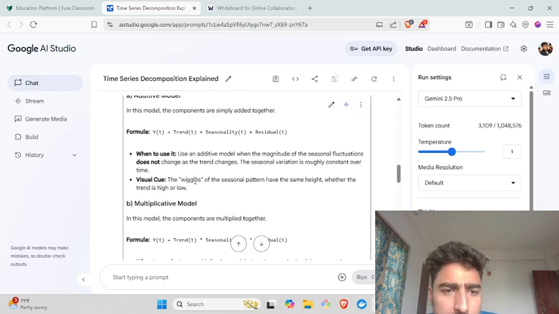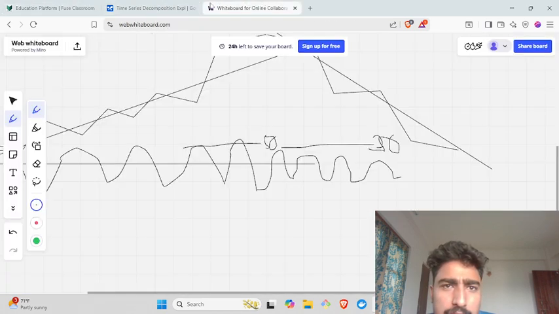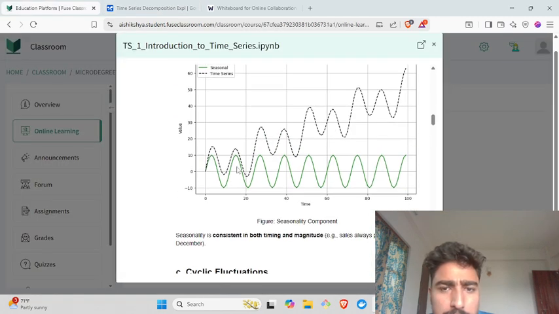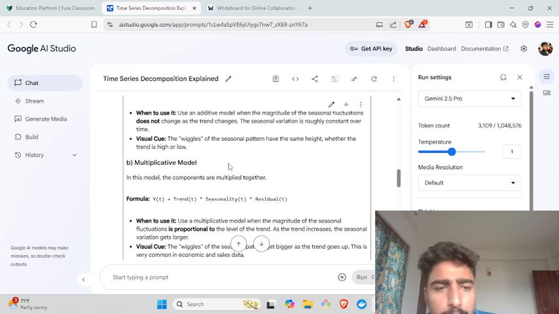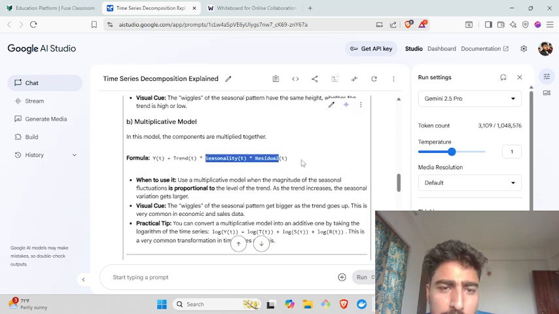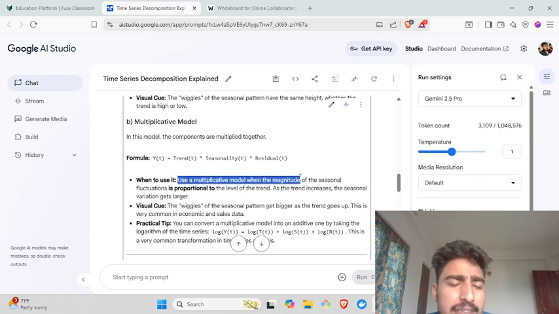Here you can see, roughly constant over time, the seasonal variation remains constant. Like here you can see during the upward trend it all remains the same. The formula for the additive model is just adding all the components, not so complex. In the multiplicative model the components are multiplied together. This is our outcome, and multiplying all the components helps us find out the time series.